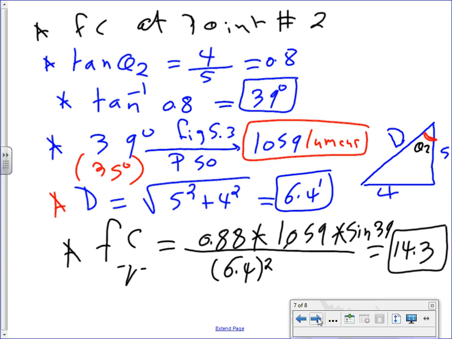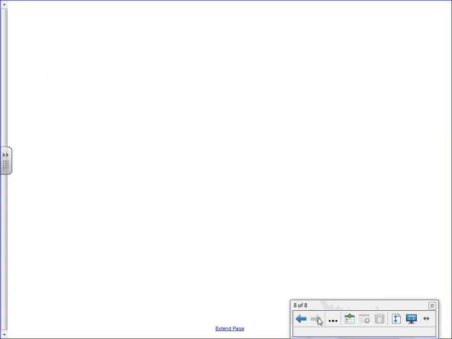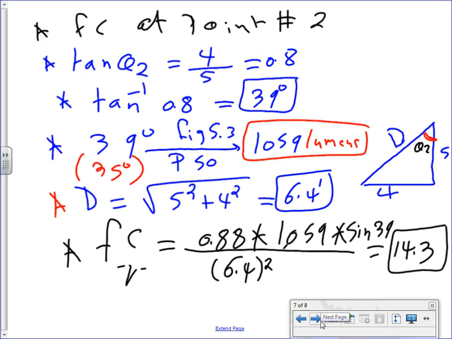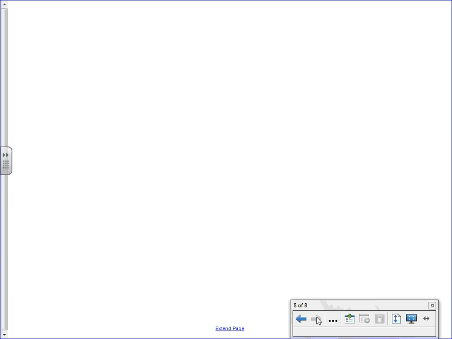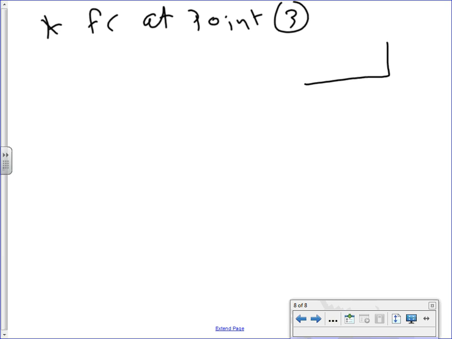I haven't done the calculation, so grab your calculator. Let's do that one. Any questions, guys? Everybody got that one? Am I going too fast, too slow? Okay, so let's find the foot candle at point 3, and the triangle that this will make.